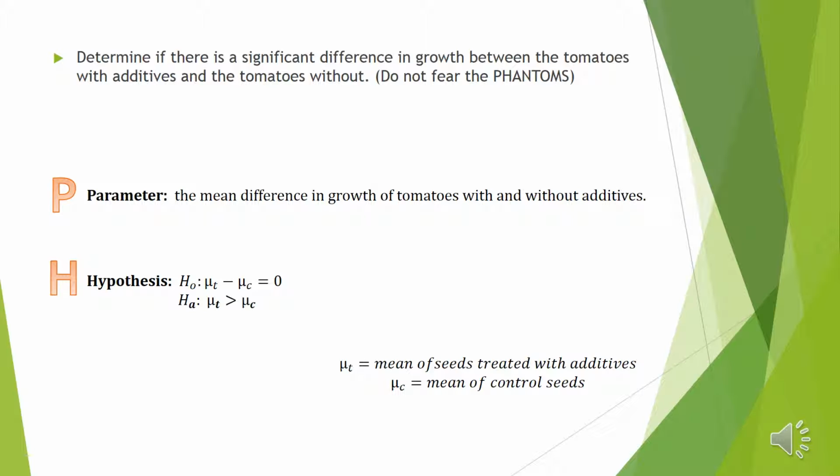Our hypothesis. So our H0, or null hypothesis, is mu of t minus mu of c equals 0. Our HA, or alternative hypothesis, is mu of t is greater than mu of c. The mu of t is the mean of seeds treated with additives, and the mu of c is the mean of control seeds.